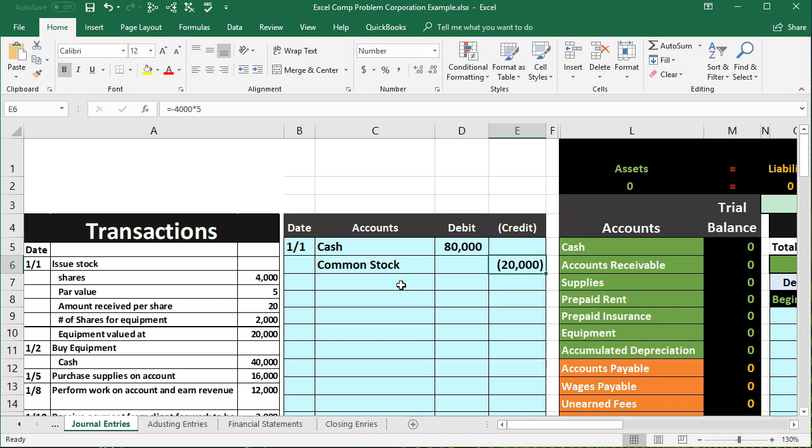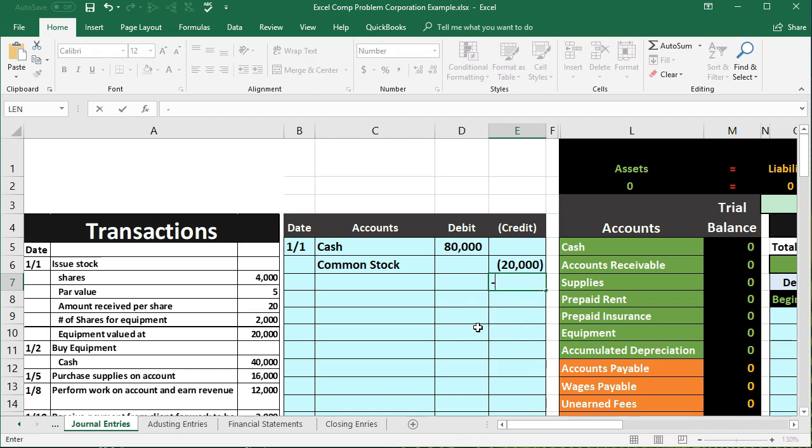There we have it, 4,000 times 5. You could just put a negative 20,000, but I would like to use formulas whenever possible. And then we're going to have the difference, 80,000 minus 20,000. I'm going to do that with our negative plug formula in order to get what we need for the debits to equal the credits.